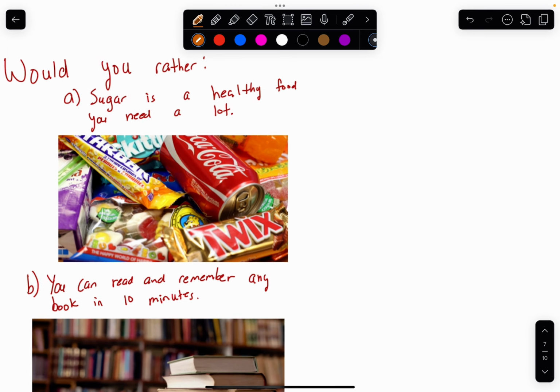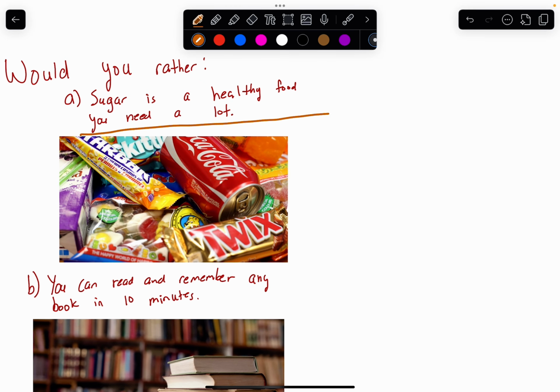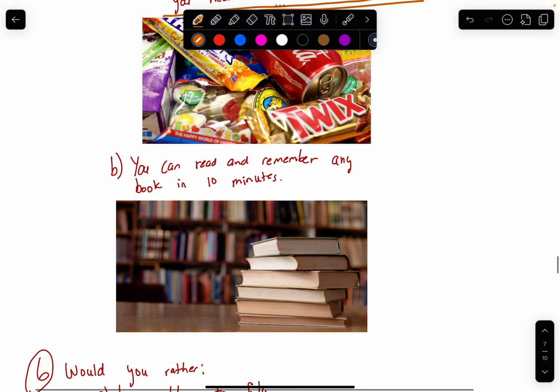Would you rather sugar is a healthy food and you need to eat it a lot, or you can read and remember any book in 10 minutes?